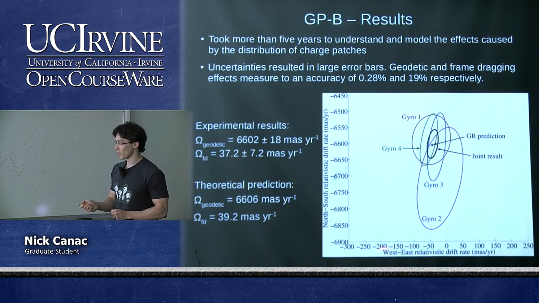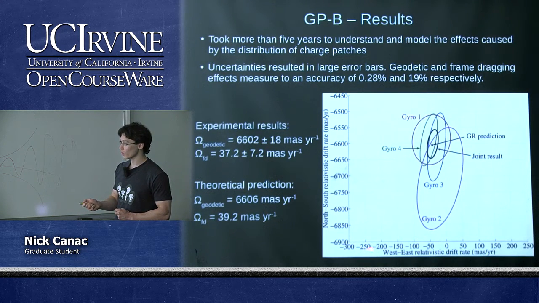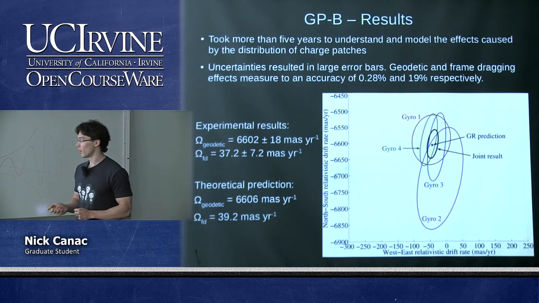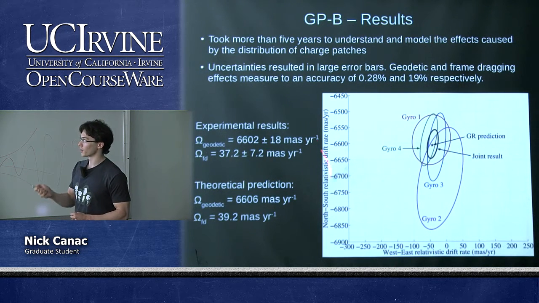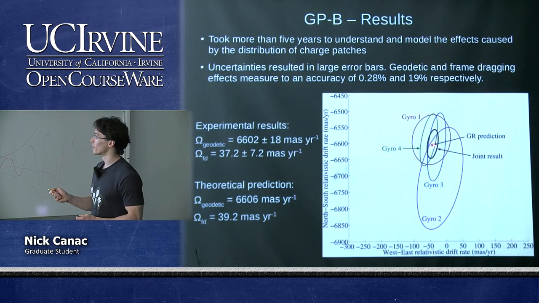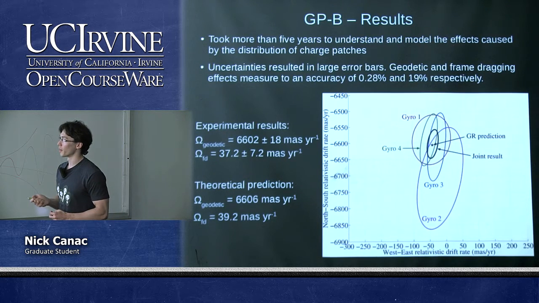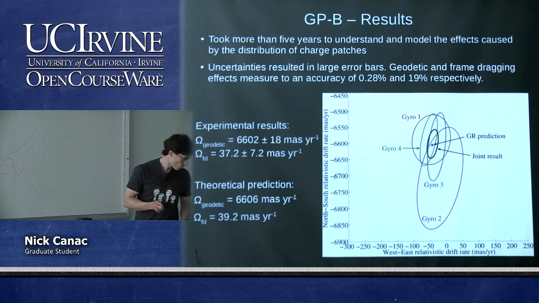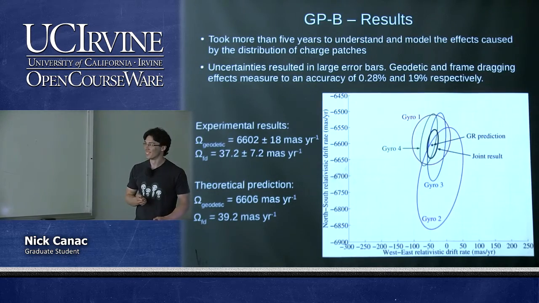And then in this plot, this axis is the Lense-Thirring effect, and this axis is basically the geodetic effect. And gyro 2 was particularly poorly behaved, which is why it has sort of the largest error there. But you can see right in the middle, there's the theoretical prediction, and then the joint result from all of these different gyros is right around that. Gyro 2 just barely makes it, huh? Yeah.